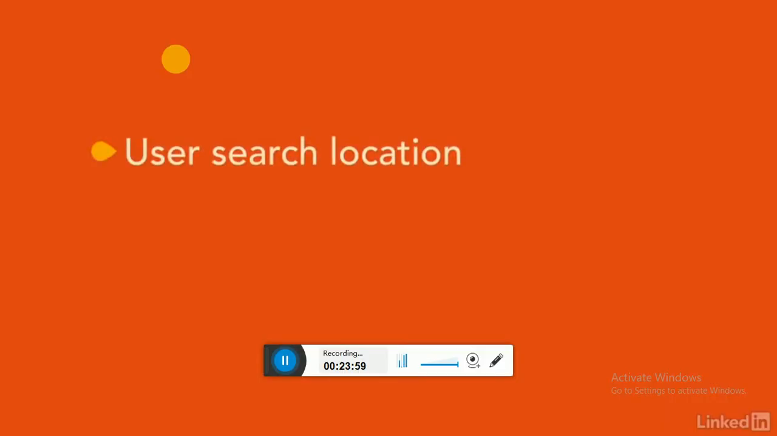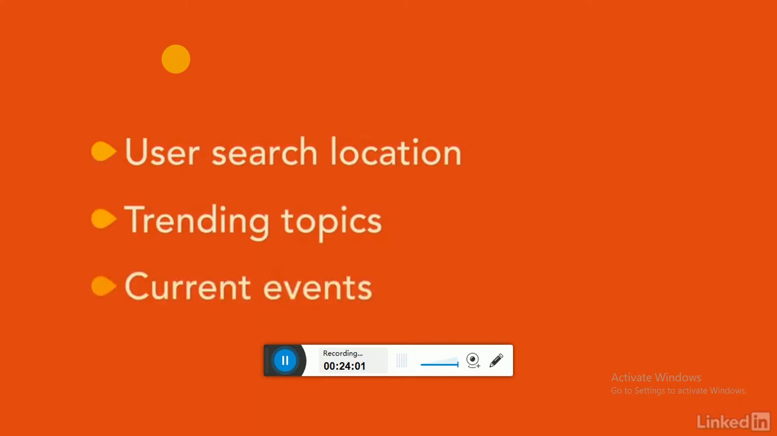Variables that you can't control might include where a user is searching from, trending topics, and any current events that might be skewing the results. SEO done well can provide an impressive ROI. Done poorly, and it'll negatively impact your organic search efforts. In this chapter, we're going to dig into the fundamentals of good SEO and how you can improve the chances that your page ranks well.